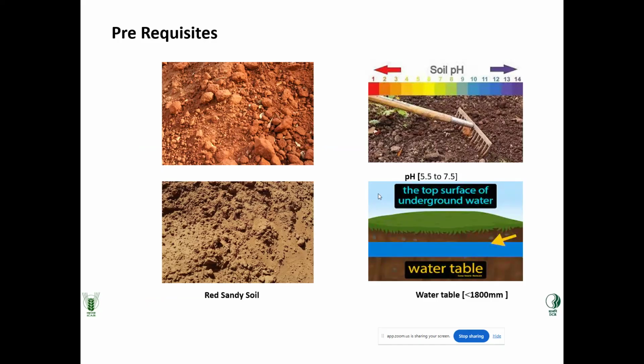It is not suitable for black soil because the root system is such that it requires aeration for breathing. But in black soil, the tight alluvial nature of the soil reduces the root breathing through compactness, so crop failure will happen. That's why the soil type plays a very important role. After that, the pH of the soil should be around 5.5 to 7.5. This pH is very suitable for cashew cultivation, and the water table should be less than 1800 millimeter.